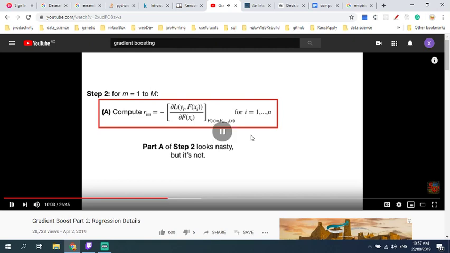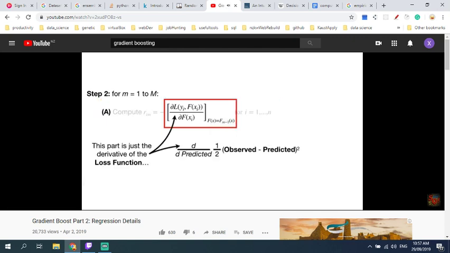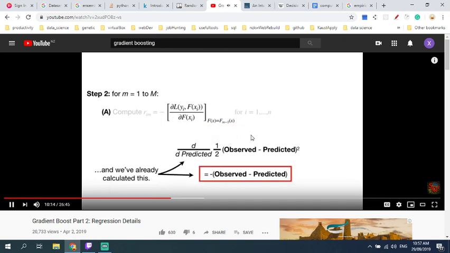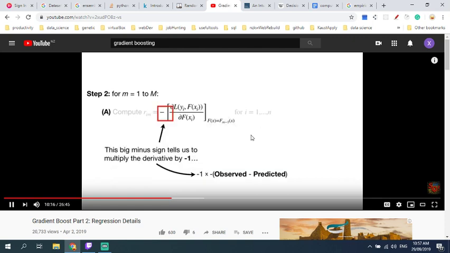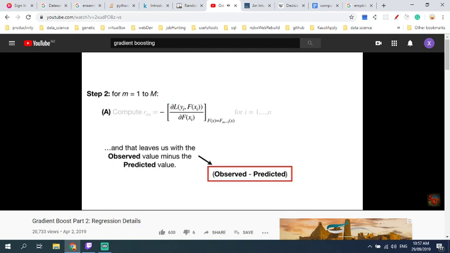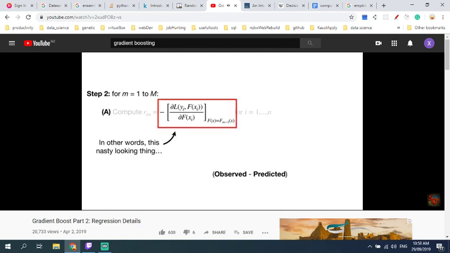Part A of step 2 looks nasty, but it's not. This part is just the derivative of the loss function with respect to the predicted value. And we've already calculated this. This big minus sign tells us to multiply the derivative by -1. And that leaves us with the observed value minus the predicted value. In other words, this nasty looking thing is just a residual.